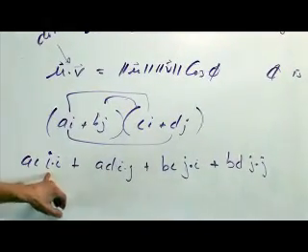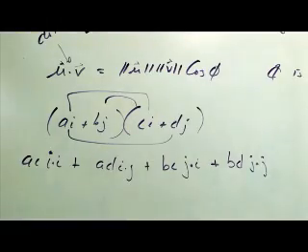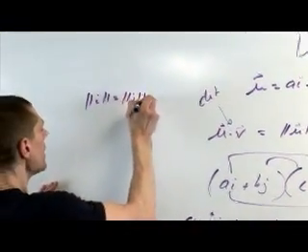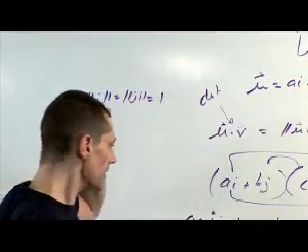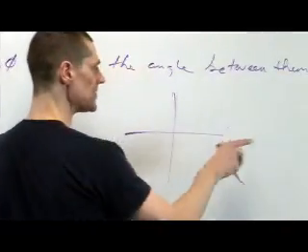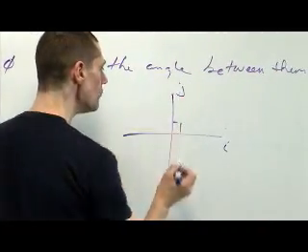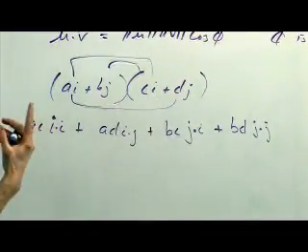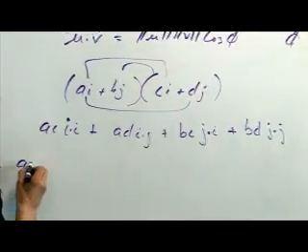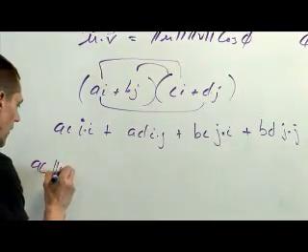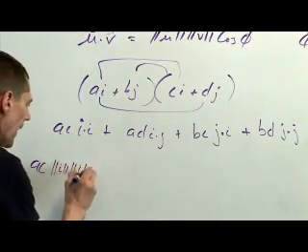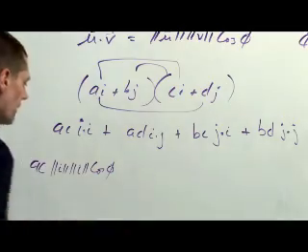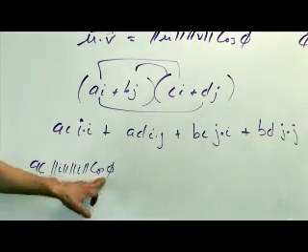Well, what are these? These i's and j's, we know that the norm of i equals the norm of j is 1. And think about this: i is in this direction, j is here. The angle between them is 90 degrees. The angle between i and itself is 0. So this is AC times the norm of i times the norm of i times cosine 0, 1 times 1 times 1. This is just AC.